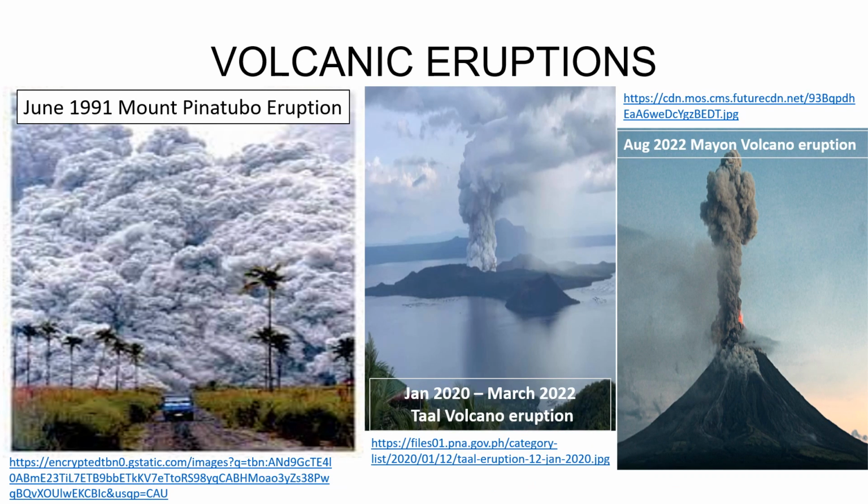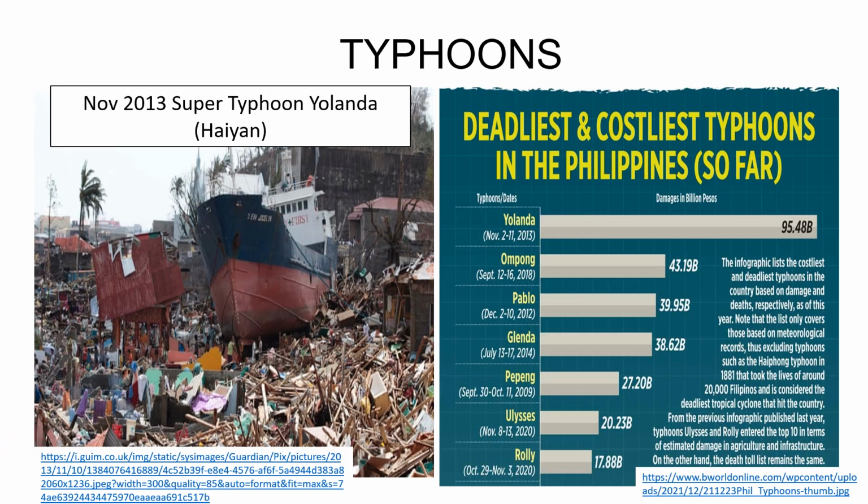The 1991 Mount Pinatubo eruption was by far the largest and the most destructive volcanic eruption in the country, which affected 364 communities and destroyed more than 8,000 houses, totaling more than 10.6 billion pesos in losses. The latest volcanic eruptions were the January 2020 to March 2022 Taal volcanic eruptions and the August 2022 Mayon volcano eruption. Typhoon Yolanda, international codename Haiyan, remains the deadliest and the costliest typhoon in the country by far as of 2022.